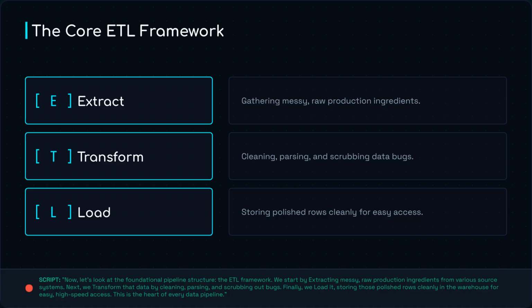Now, let's look at the foundational pipeline structure, the ETL framework. We start by extracting messy, raw production ingredients from various source systems. Next, we transform that data by cleaning, parsing, and scrubbing out bugs. Finally, we load it, storing those polished rows cleanly in the warehouse for easy, high-speed access.